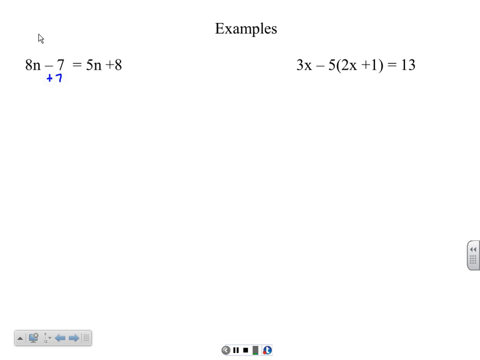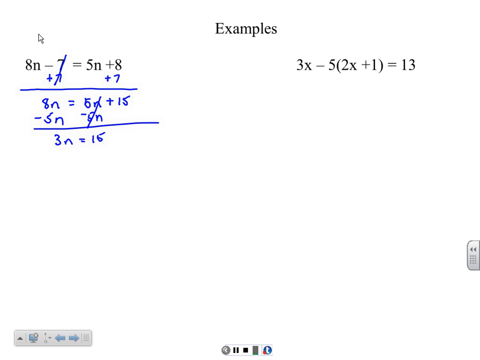So I'm going to add 7 to both sides, but I'm going to add it to its like term. So I have 8n is equal to 5n plus 15. And then I need to move the 5n to the other side. So I'm going to have 3n is equal to 15. Now that I have like terms on the same side, what I need to do is divide. So that's the last step. Divide both sides by 3. And so I'm going to get n is equal to 5.